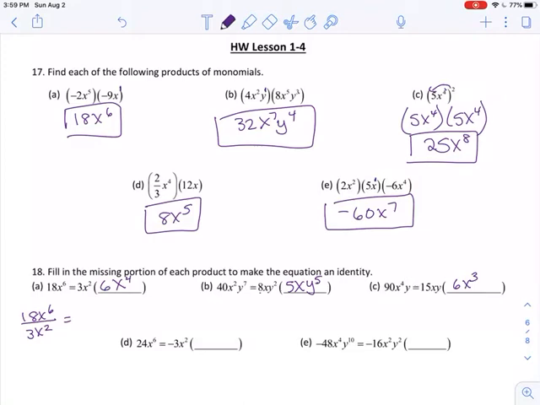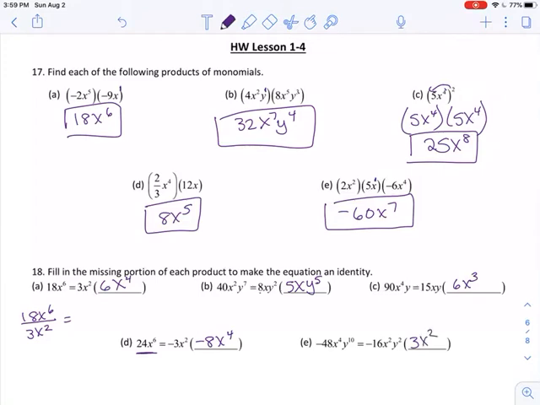24x to the 6th equals negative 3x squared times what? Well, negative 3 times negative 8 is 24. And then x squared times x to the 4th is x to the 6th. So this time I was thinking of it as multiplication, but whatever you're comfortable with, you want to figure out what you need to multiply by to get that on the left, or you want to think of it as division. Negative 48 divided by negative 16 is 3, and then I'm dividing, so I'll subtract these exponents.